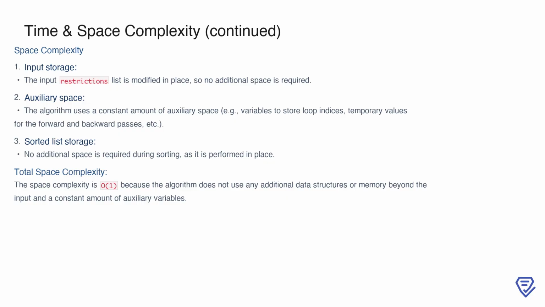Turning to the space complexity, the algorithm is highly efficient in its use of memory. The input restrictions list is modified in place, so no extra space is required for storing a copy of the list. Additionally, the algorithm uses only a constant amount of auxiliary space, such as variables for loop indices and temporary calculations during the forward and backward passes. Even during the sorting step, the sort operation is performed in place, meaning no additional memory is allocated for sorting. As a result, the total space complexity of the algorithm is O(1), as it does not rely on any extra data structures or significant memory allocations beyond the input and a few constant variables.